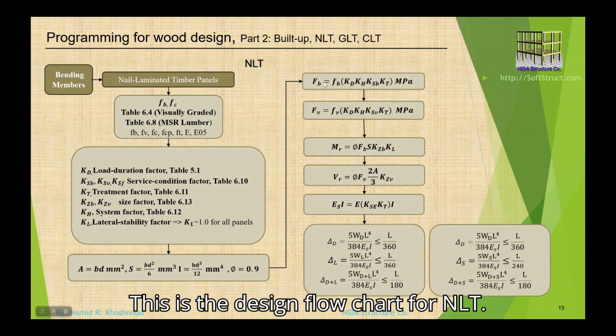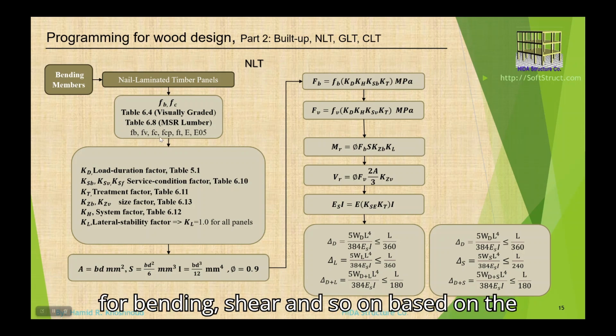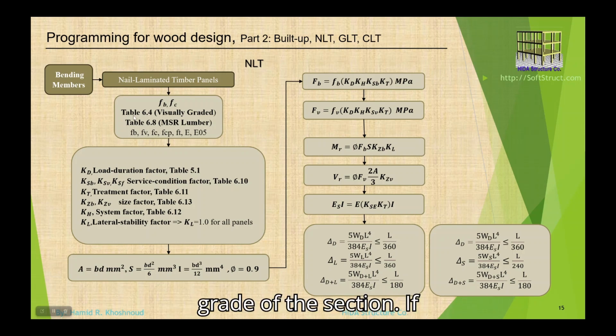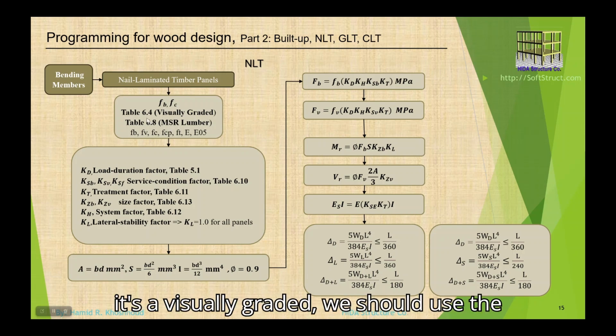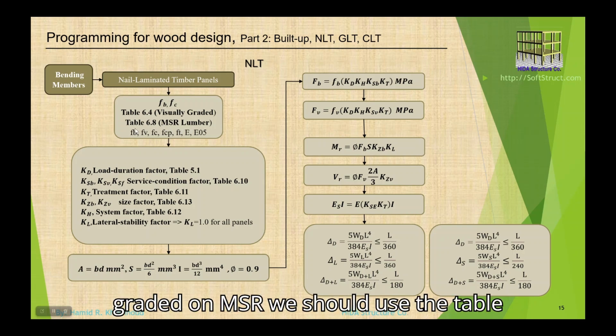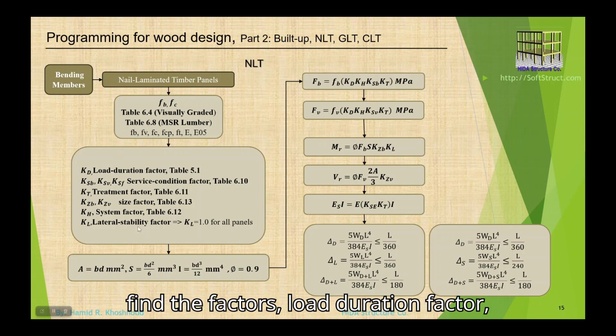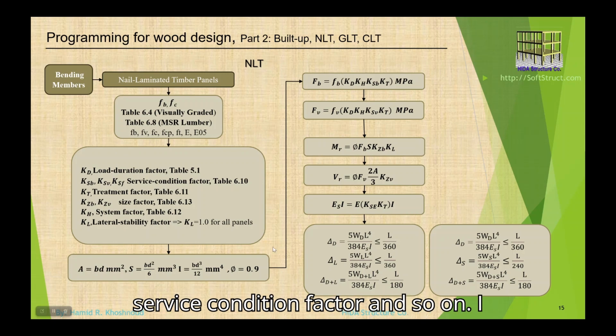This is the design flowchart for NLT. First, we should find the specified strengths for bending, shear, and so on based on the grade of the section. If it is visually graded, we should use table 6.4, or if it is graded as MSR, we should use table 6.8. In the next part, we should find the factors, load duration factor, service condition factor, and so on. I will explain later in the example.